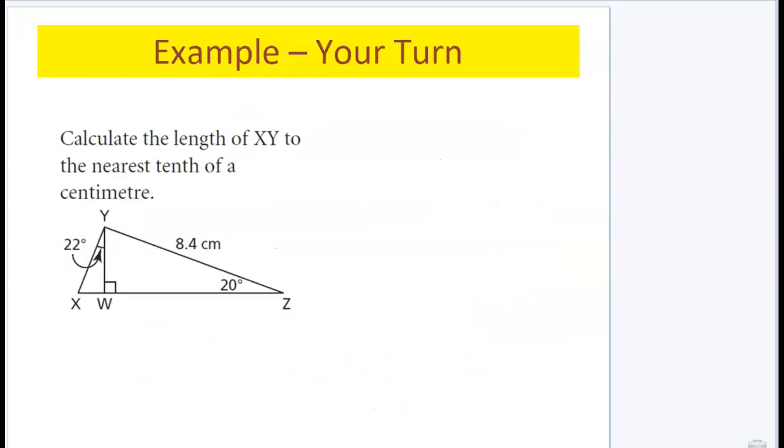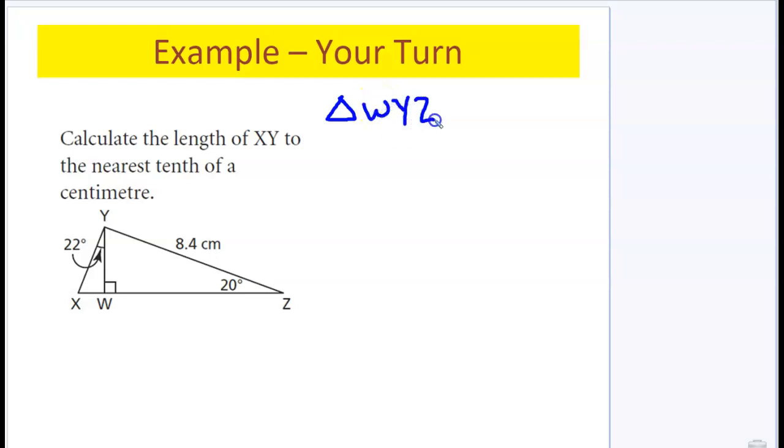Okay, I want you to pause the video and give this one a turn. Okay, in this example, I hope you had a chance to try it. We are asking to find side length XY, and again, in the small triangle on the left, I only have one angle, so I need to find some other information. And the side that is shared by both triangles is side YW, so that's the side I'm going to have to find first.